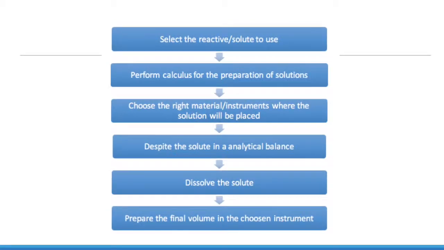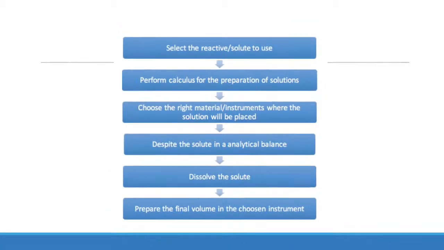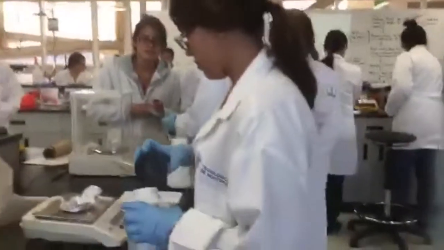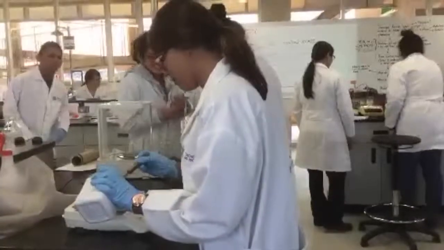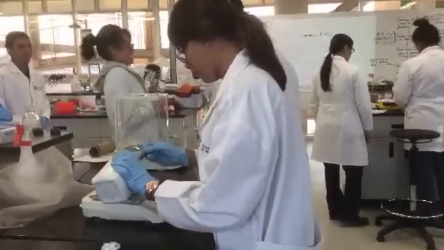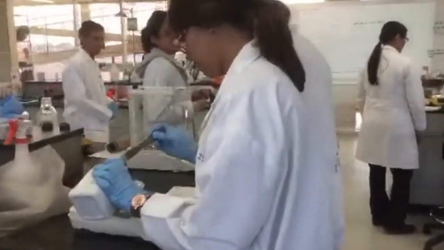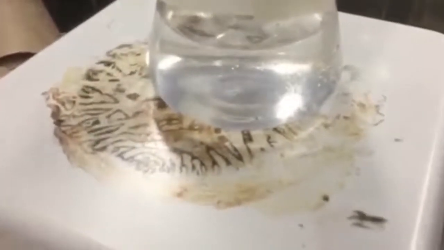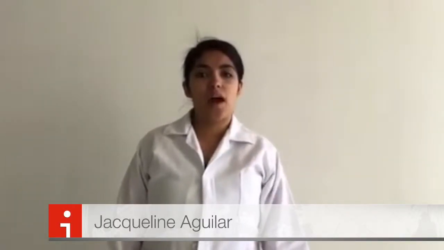The general steps for a proper solution are the following. Select the reactive solute to use. Perform calculations for the preparation of solutions. Choose the right material where the solution is placed. Weigh the solute on the analytical balance. Dissolve the solute. Prepare the final volume in the chosen instrument. It is important to read the reactive label because you have to take into account the specifications, in case once prepared the solution needs special handling or storage.